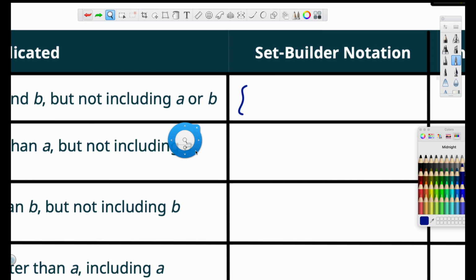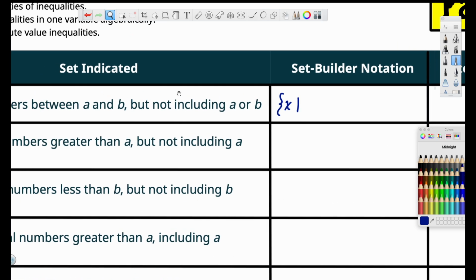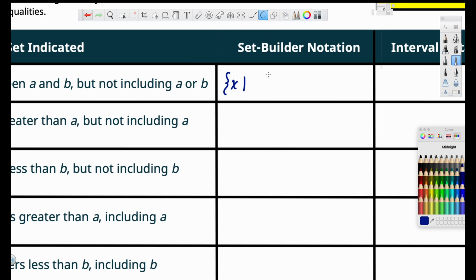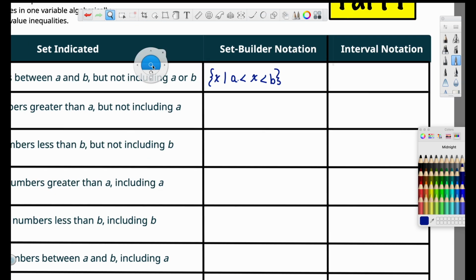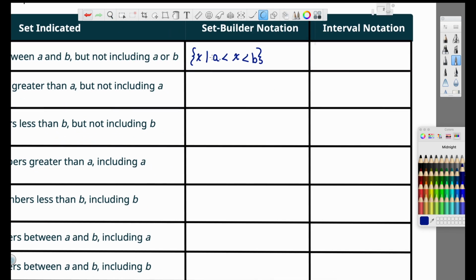This is not exactly how I want this curly bracket to look. Okay, all real numbers of x. So it's going to be between a and b, but not including. Okay, so that means that x is going to be greater than a, but less than b. Curly bracket. Okay, so that's how we do our set builder notation.